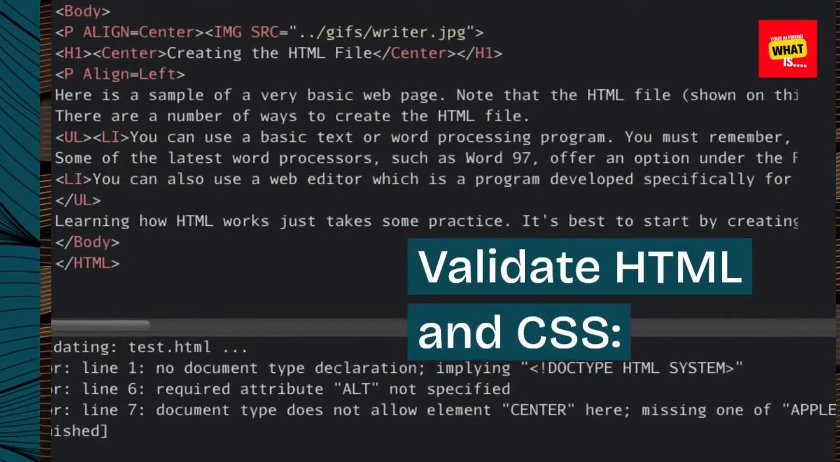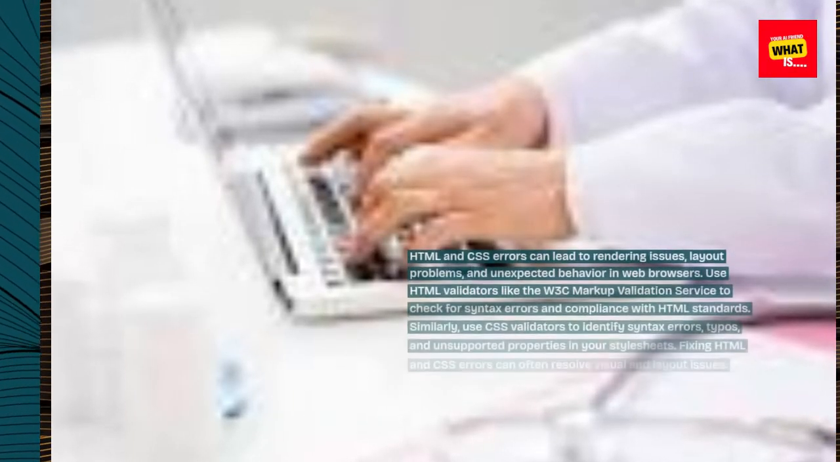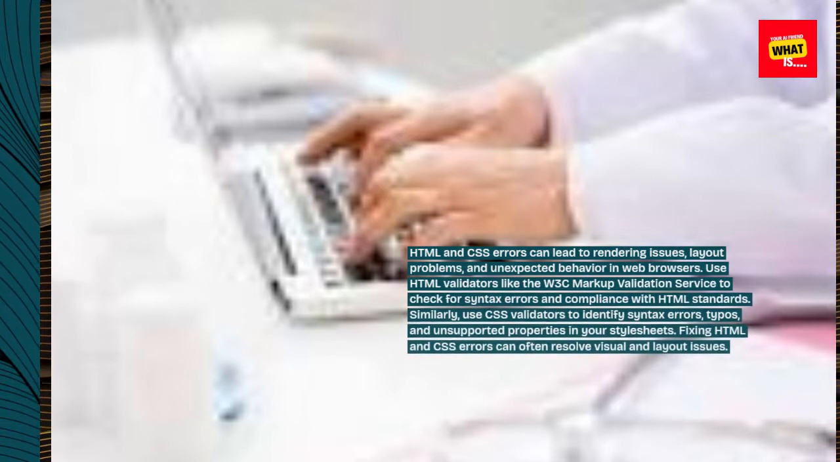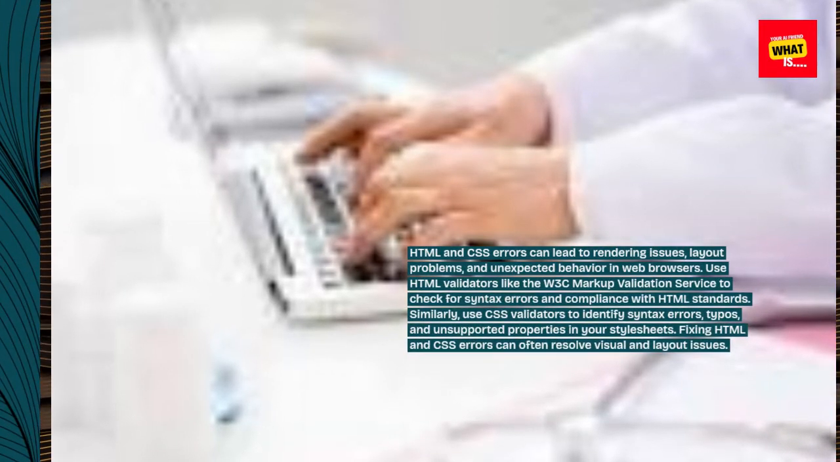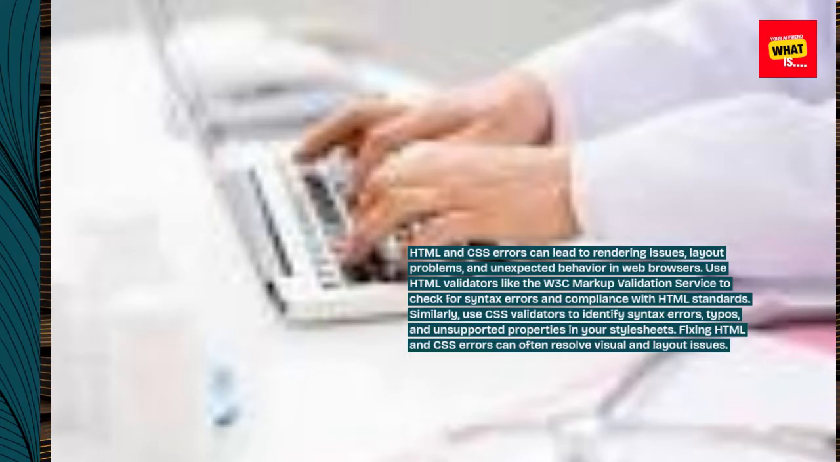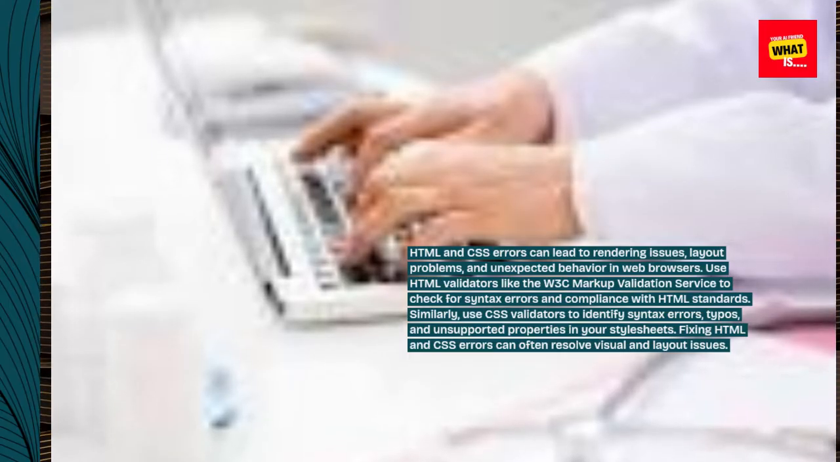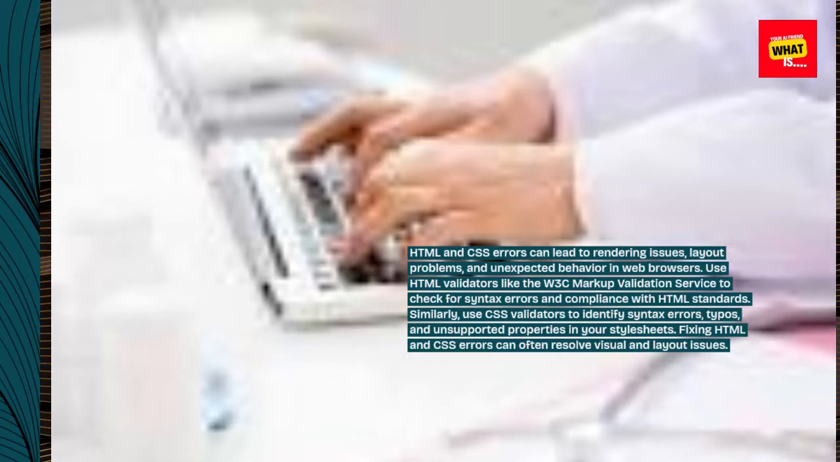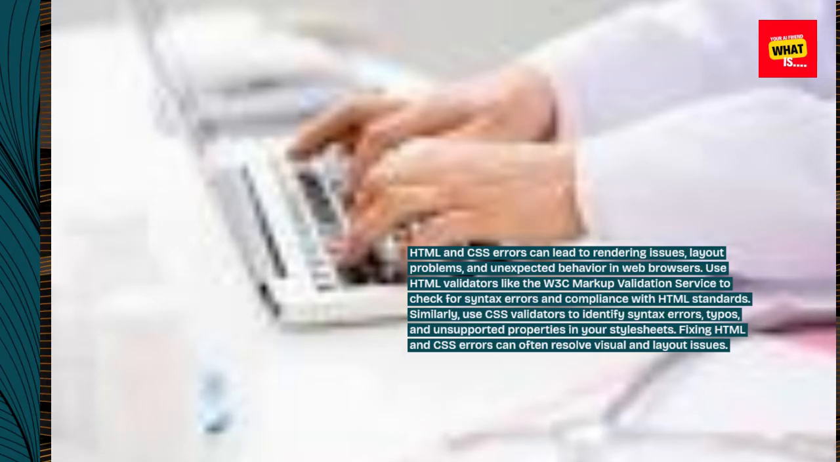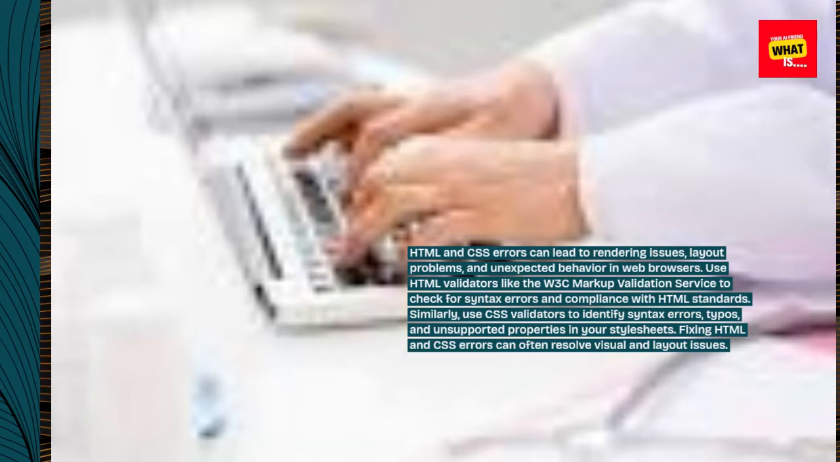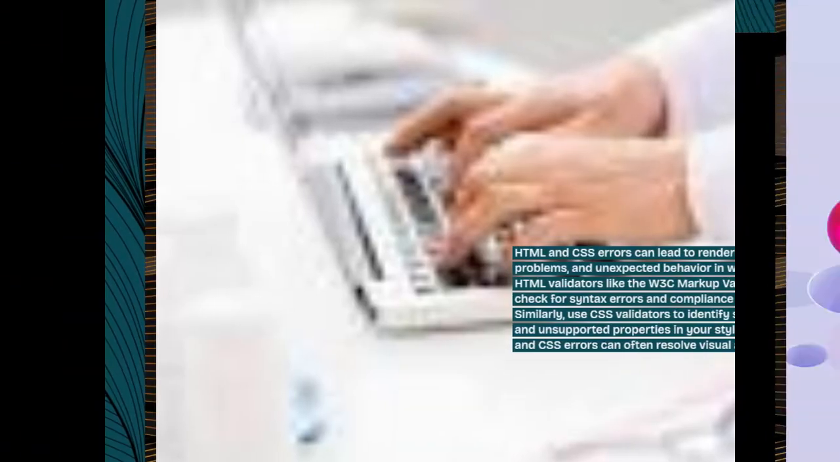Validate HTML and CSS. HTML and CSS errors can lead to rendering issues, layout problems, and unexpected behavior in web browsers. Use HTML validators like the W3C markup validation service to check for syntax errors and compliance with HTML standards. Similarly, use CSS validators to identify syntax errors, typos, and unsupported properties in your style sheets. Fixing HTML and CSS errors can often resolve visual and layout issues.